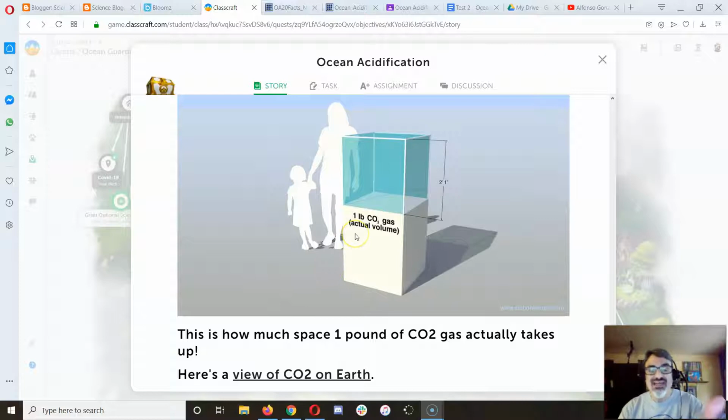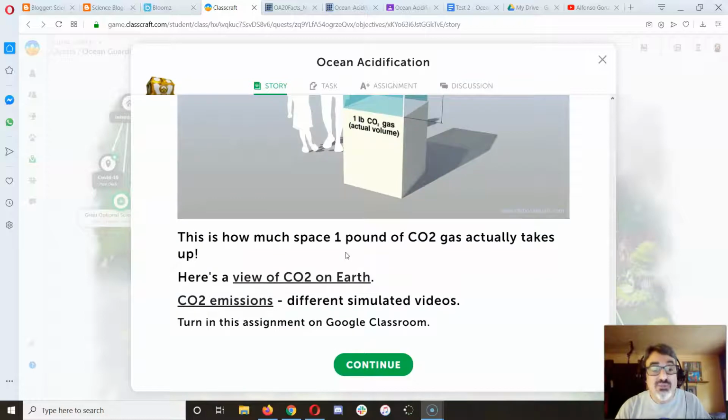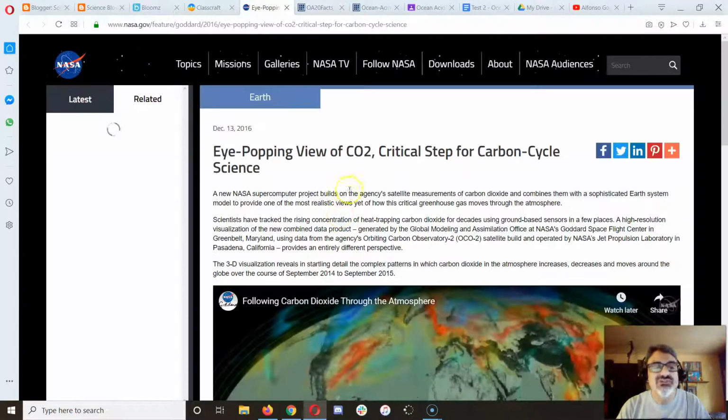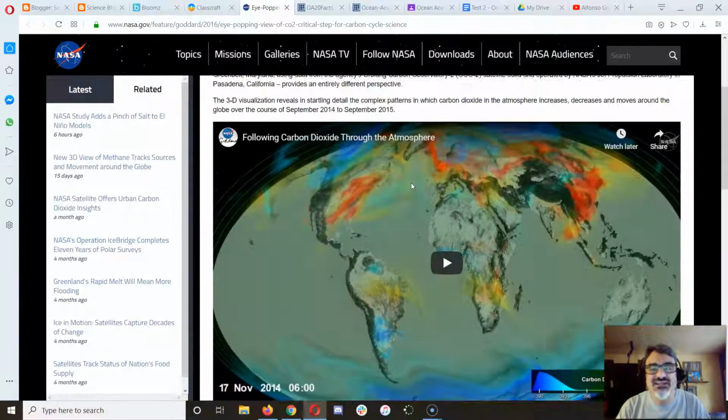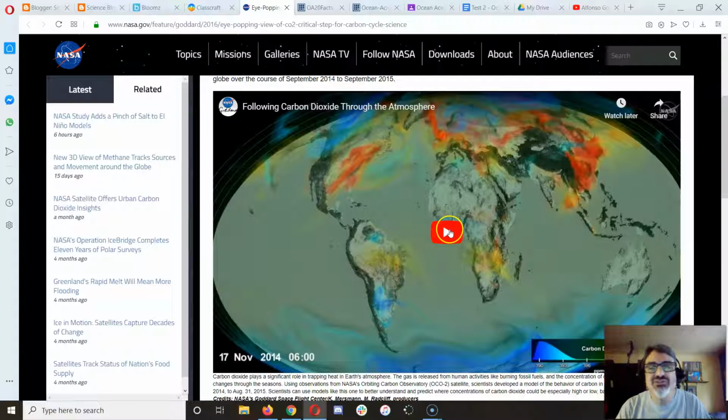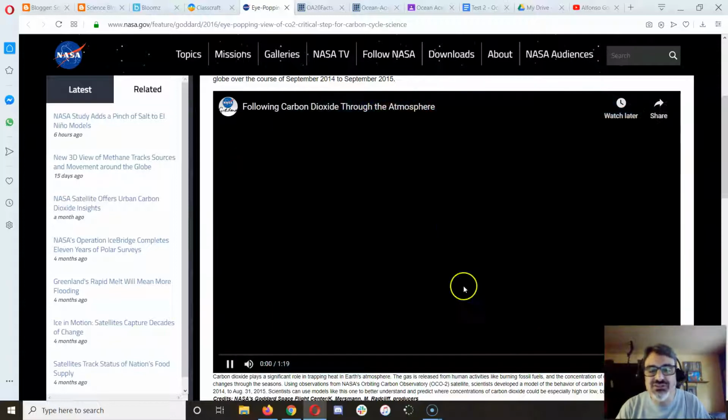So, last episode you saw this picture which shows you how much space 1 pound of just carbon dioxide gas takes up. And I've got a couple more links here for good stuff. This one shows you a view of carbon dioxide in the atmosphere as it changes. And this starts, let's see here.